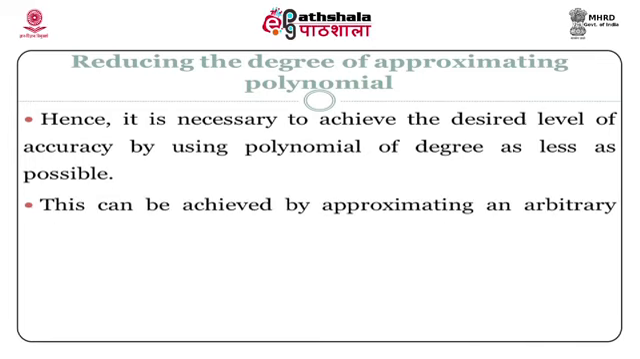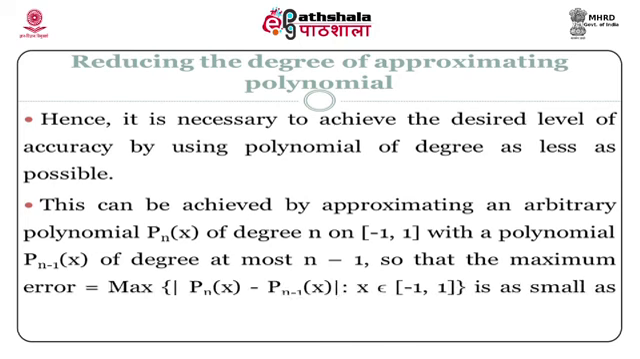This can be achieved by approximating an arbitrary polynomial Pn(x) of degree n on minus 1 to 1 with a polynomial Pn minus 1(x) of degree at most n minus 1, so that the maximum error, equal to the maximum of mod Pn(x) minus Pn minus 1(x), x belonging to minus 1 to 1, is as small as possible. That means the difference between the nth degree polynomial approximation and the n minus 1 degree polynomial approximation, the maximum difference, should also be minimized.